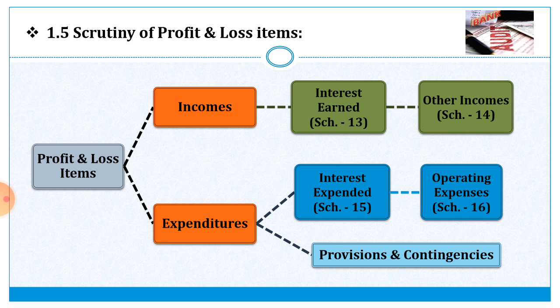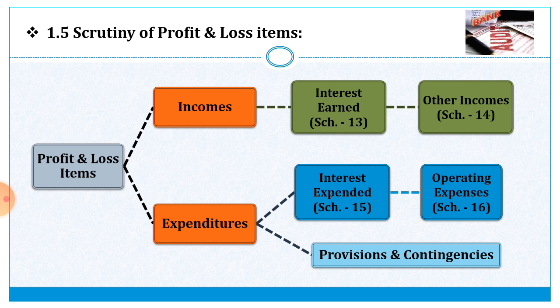It is classified into two basic categories. First is related to the incomes and second is related to the expenditures. Incomes are further divided into two schedules. The first schedule is related to the interest earned or interest received, and the other is other incomes, meaning remaining incomes, to be recorded in schedule number 14. Schedule number 13 is related to the interest earned on loans, advances, cash credit, overdraft, etc.